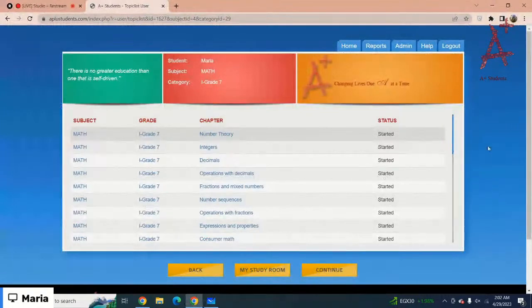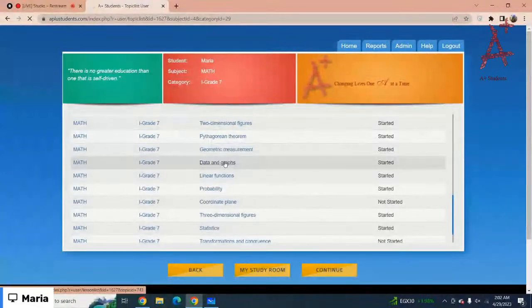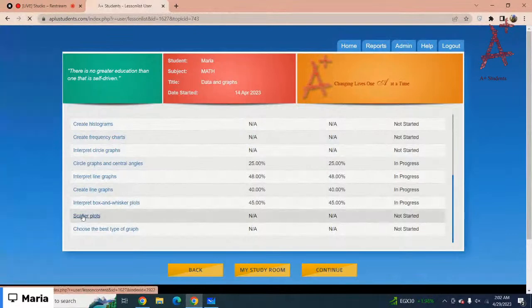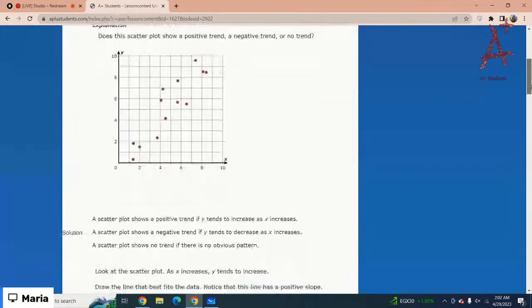So here I'm on grade 7 maths. The chapter is data and graphs. And here is the lesson that is scatter plot. So let's just start with the lesson. Okay, so let's just start with the first example. Does the scatter plot show a positive trend, a negative trend, or no trend? So we need to see whether the graph shows positive trend, negative trend, or no trend.